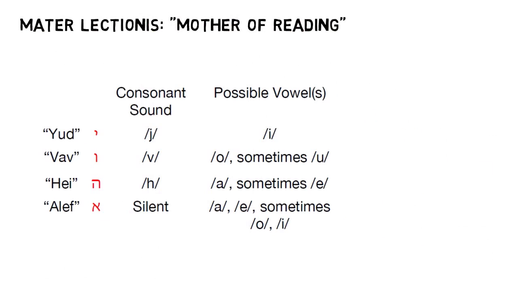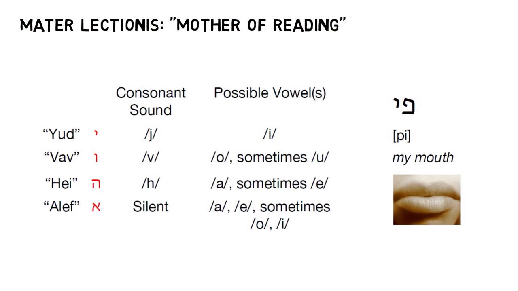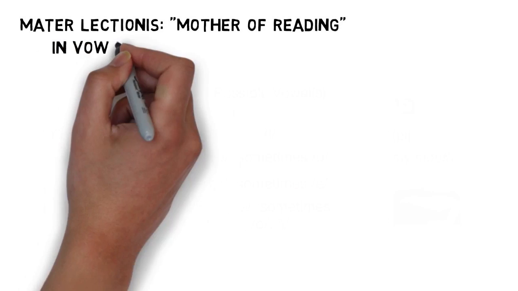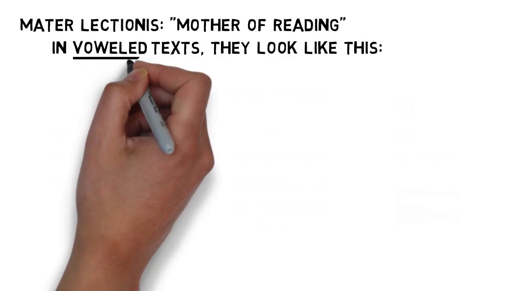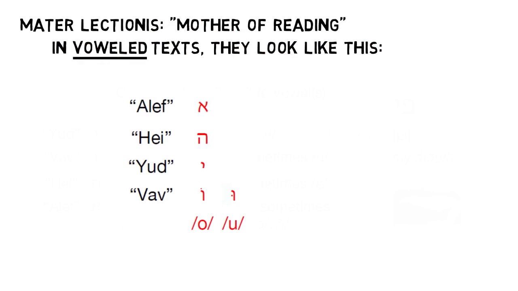We then chatted about these silent mater lectionis letters: Yud, vav, hey, and aleph. All of these can help indicate the presence of a vowel and are really handy when you're reading Hebrew texts that don't have any vowel diacritics. When your texts do have vowels, then you know you're looking at a silent mater lectionis letter when they look like this. For Yud, Hey, and Aleph, there aren't any vowels underneath. And for Vav, there's a dot up top for an O vowel and a dot in the middle for U.